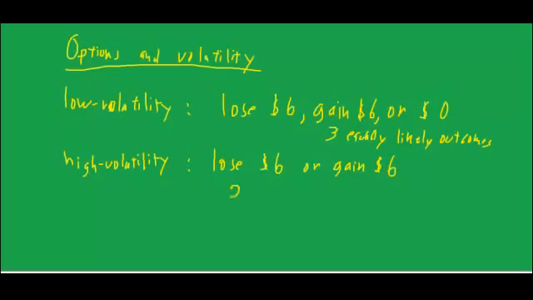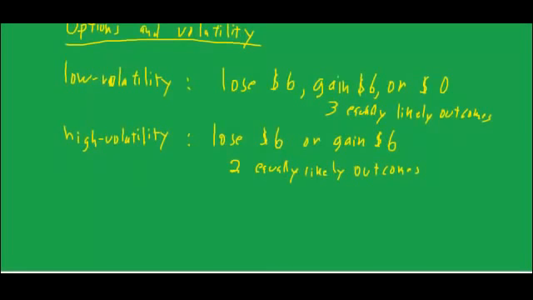And in the high volatility case, we're just going to have two equally likely outcomes. You can either gain or lose $6. So that's the high volatility case. Now, if we're buying the stock, let's say we can buy it at 100, and in another month it'll either be worth 106, 94, or 100 still if we have the low volatility case.